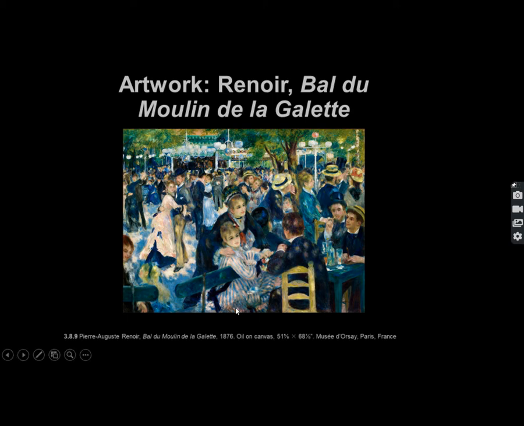So we have Renoir, who's one of the more famous Impressionists. This is Moulin de la Galette, or the ball. This is a party. They're outside. So leisure time activities, outdoor, en plein air, and we see the effects of light. They're sitting under the trees, and you can see the light sort of speckled around them, right?